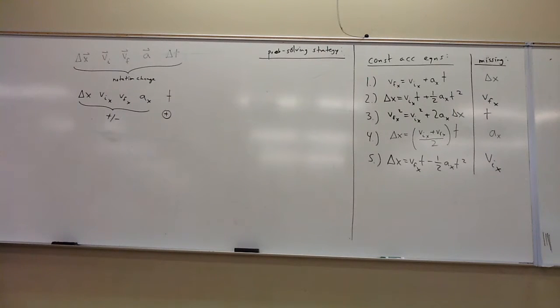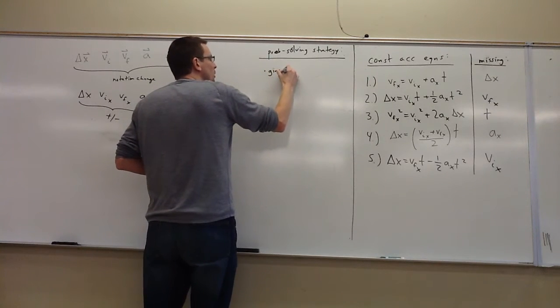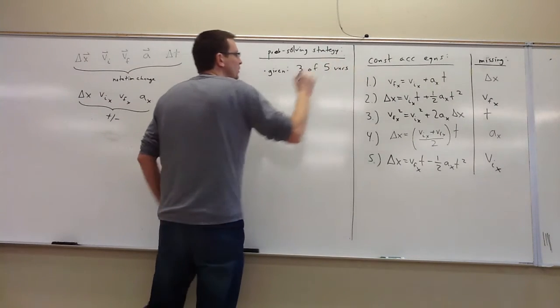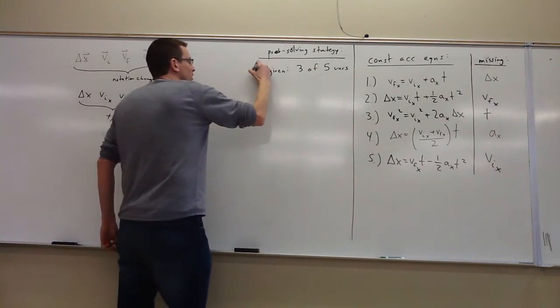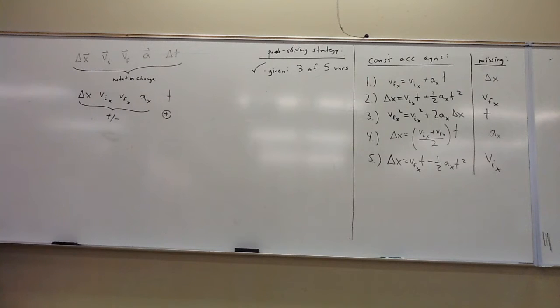So in order to solve a constant acceleration problem, you need to be given 3 of the 5 variables. So remember there are 5. We need to be given a minimum of 3. I'll usually mark those with a check mark. Check mark means I know it. I'm going to use it.